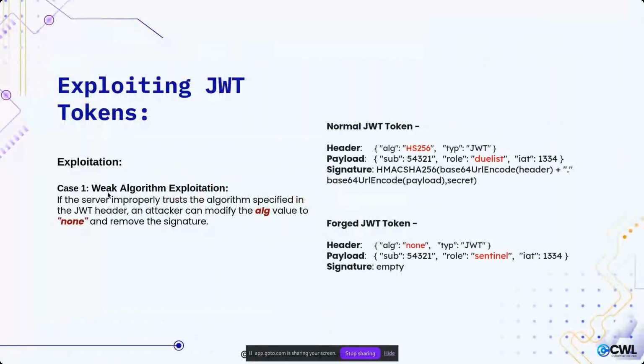So I already talked about it, but we can see it here much better. First, weak algorithm exploitation. If you see this particular algorithm, which is HS256, we only have to change it to none. And in the role, we need to put anything, like changing duelist to sentinel, or if it is user, we can make it admin, and then we have to blank the signature. Then it will work. This vulnerability, I guess, some bug hunter found some years back on the Apple website, where he was able to take over the whole account.